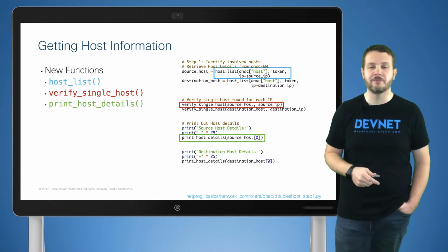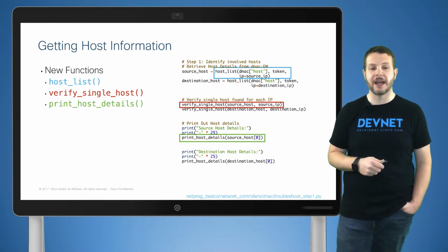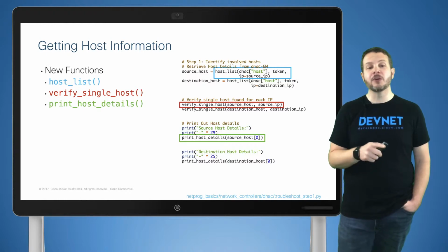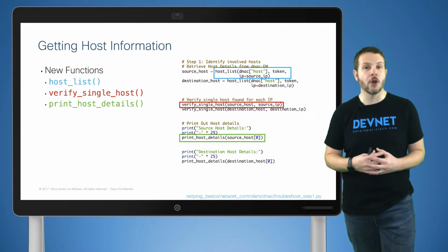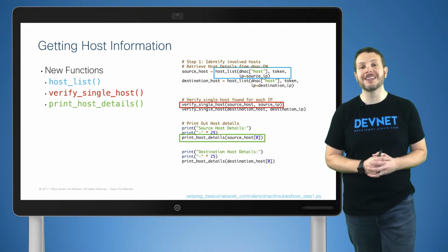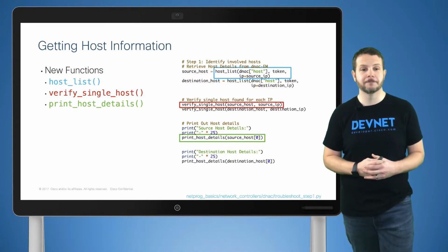Just the majority of them, which is when we would get a single device back. And then finally, the print host details function will take all of the information that comes back from the host via the API and print out the interesting bits to the screen.